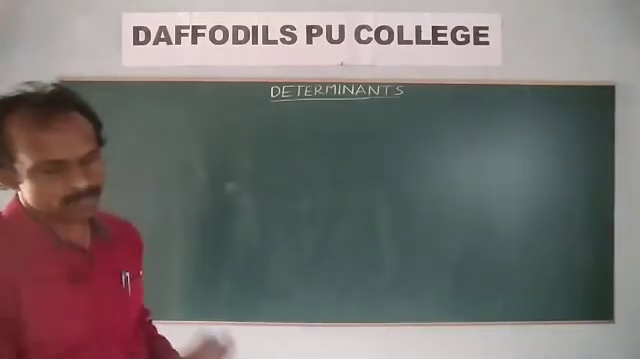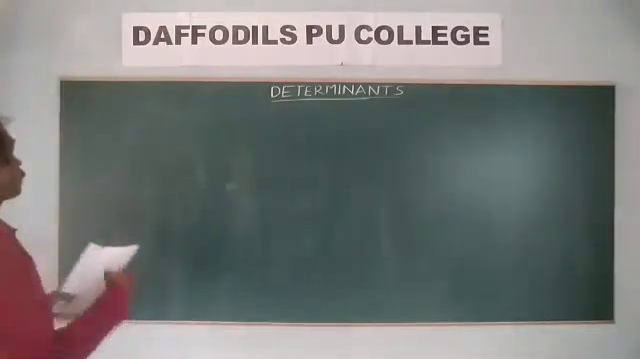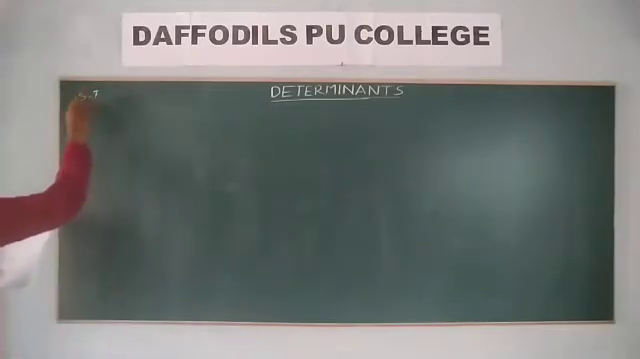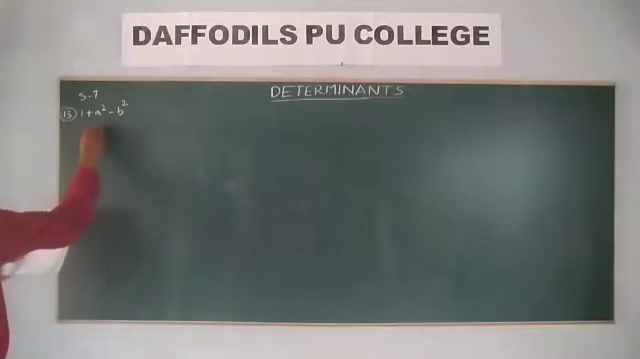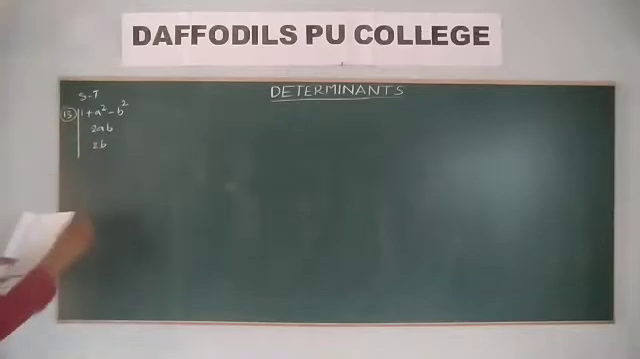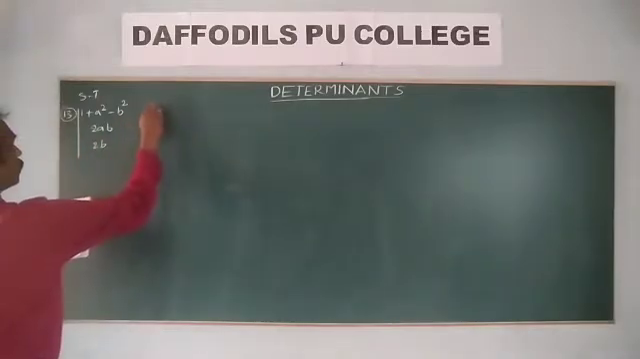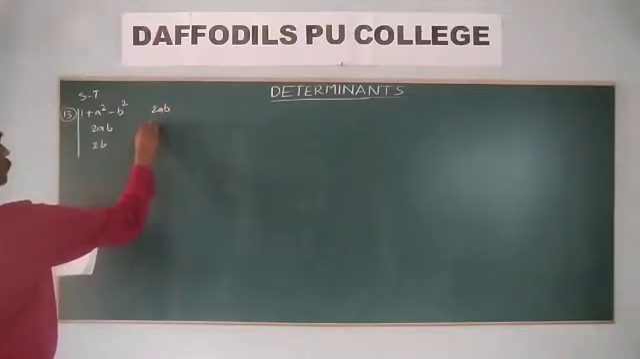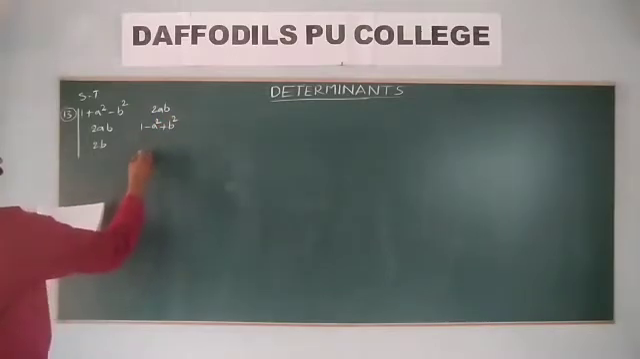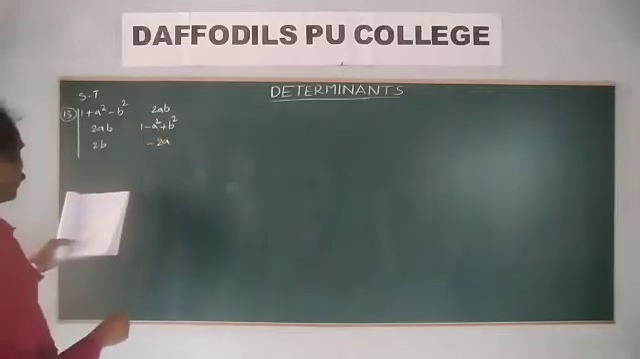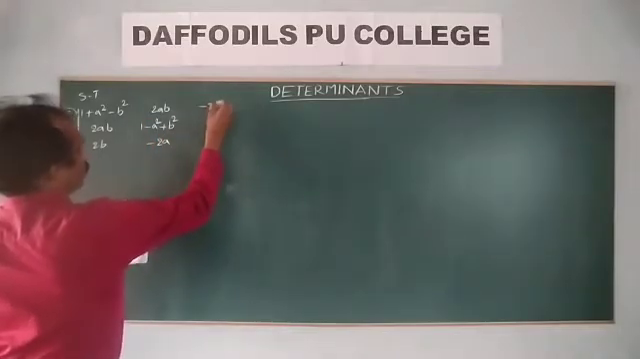Right. Next question, 13th problem. Show that the determinant with first column 1 plus a square minus b square, 2ab, 2b; second column elements 2ab, 1 minus a square plus b square, minus 2a; and third column minus 2b, 2a, 1 minus a square minus b square.